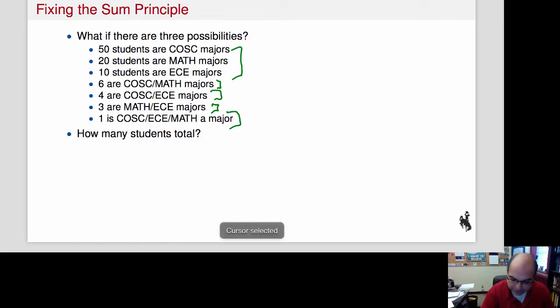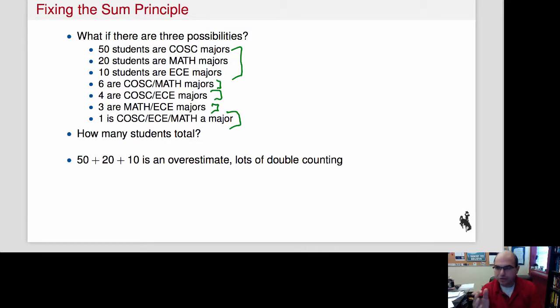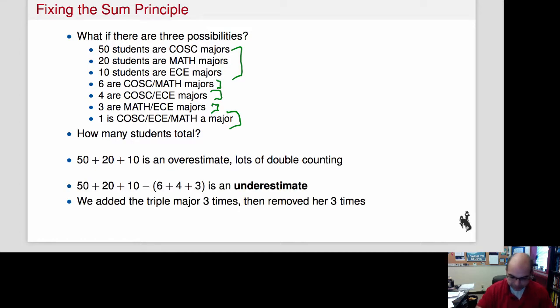But anyway, I still want to know how many students I have total. So here's what I'll do. I have an overestimate, which is I simply count all the CS majors, all the math majors, all the EE majors, and add them together. And I know that's too many, so I counted a lot of students more than once. I now need to take that into account. 6 students I counted twice because they were CS and math. 4 students I counted twice because they were CS and EE. 3 students I counted twice because they're math and EE. So I need to take one count of those away, and I'll end up with whatever that answer is, about 67.